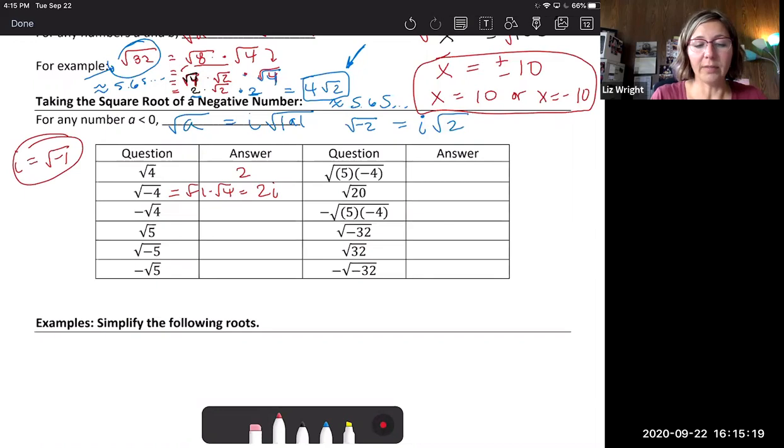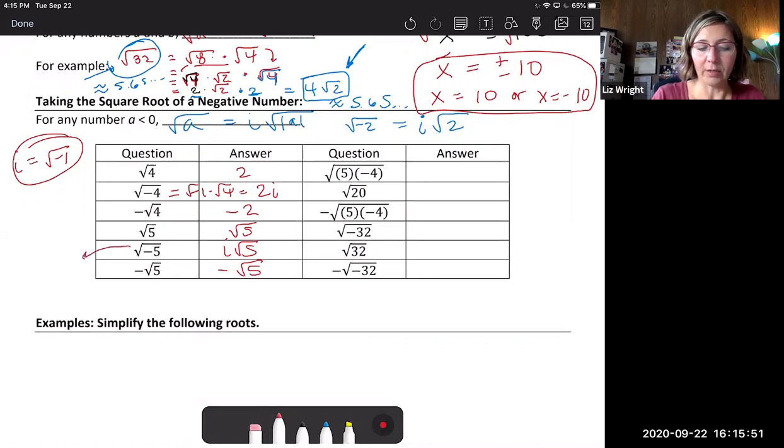This one, look where the negative is. The negative is on the outside of the radical. So this one's going to be negative 2, because you're taking the square root of 4, which is 2. And then for our next one, it's the square root of 5. Do we have an exact answer for the square root of 5? The answer to that is no, it's going to be the square root of 5. All right, what about the square root of negative 5? It's going to be i root 5. And then the last one is going to be negative root 5. We just leave it like that.